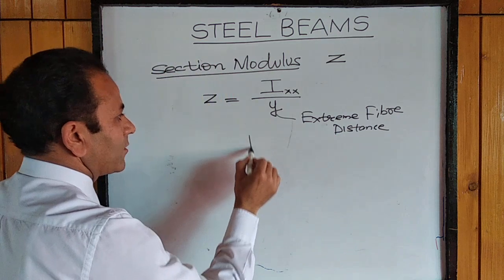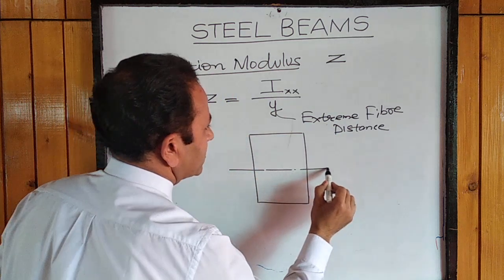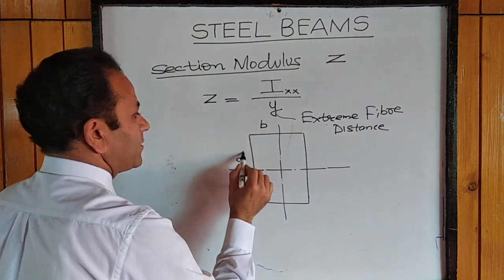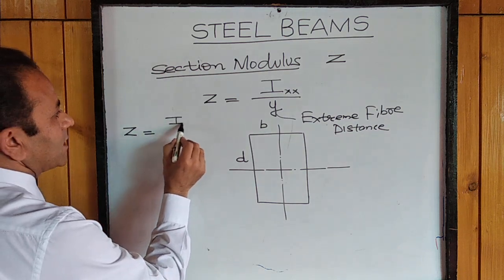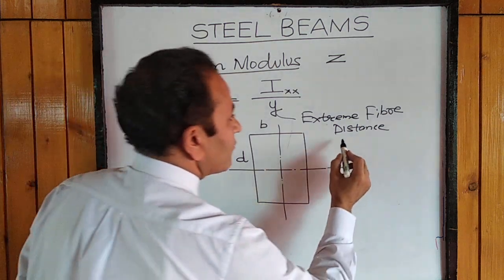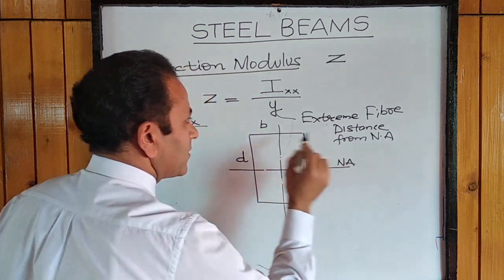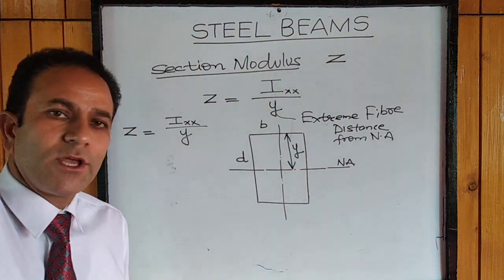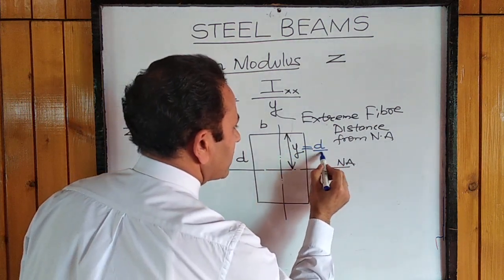Say, for example, if we have a rectangular section, this is the axis. The rectangular section has B and D dimensions. We have Z, the modulus of section, as IXX divided by Y. Y is the extreme fiber distance from the neutral axis. This is the neutral axis. So Y will be this distance, the extreme fiber distance. In this case, Y shall be equal to half of D, D by 2.